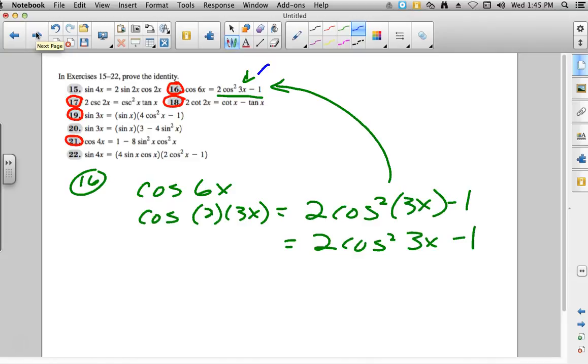So the educated cheat is, you see the 6x, you know you have to get to 3x. That is definitely a double angle.